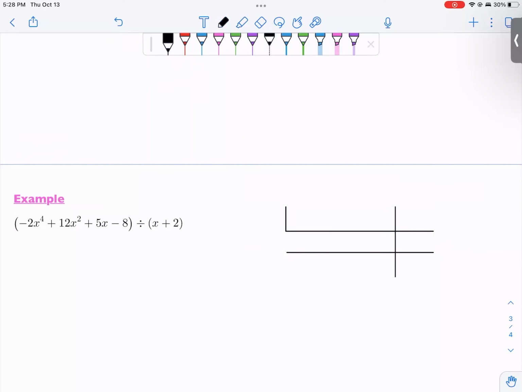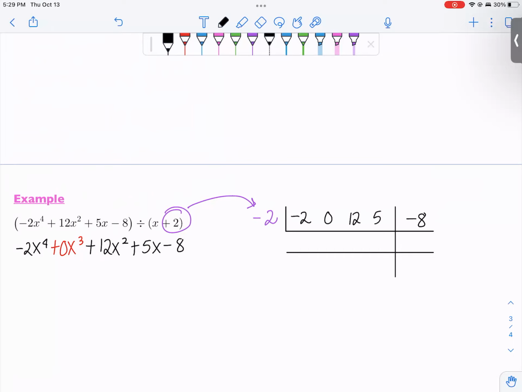Once again, we have to look at our dividend and make sure it has all the powers. We have negative 2x to the fourth. We are missing a 0x cubed, plus 12x squared plus 5x minus 8. Take the opposite of this sign, negative 2. The negative 8 comes over here. And then the other coefficients are negative 2, 0, 12, and 5.